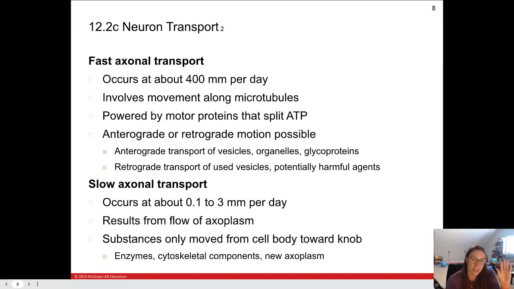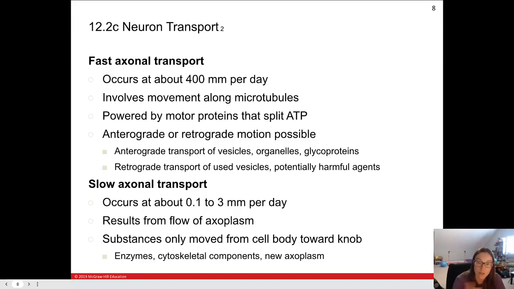And so we're going to take vesicles and organelles and glycoproteins from the cell body down to the synaptic knob on this microtubule train track, right? That is powered by this ATP engine, like a train. And then we also have another set of train tracks that comes back and goes in the other direction. And so the retrograde transport, we have another train that's going to go from the axon back up to the cell body.